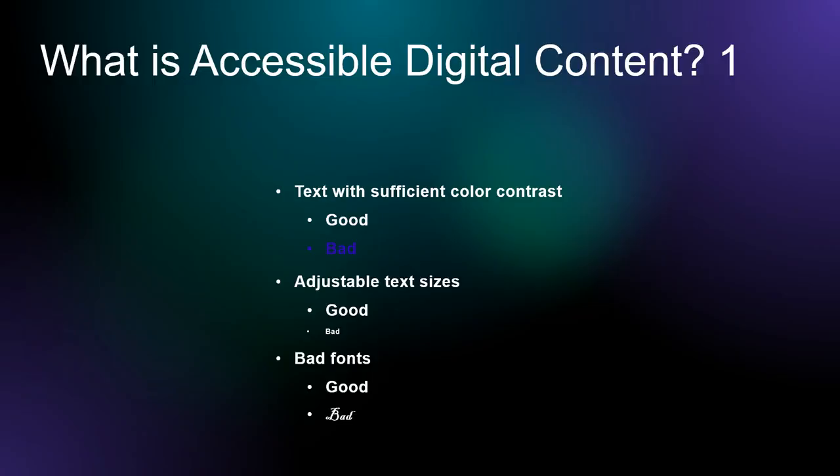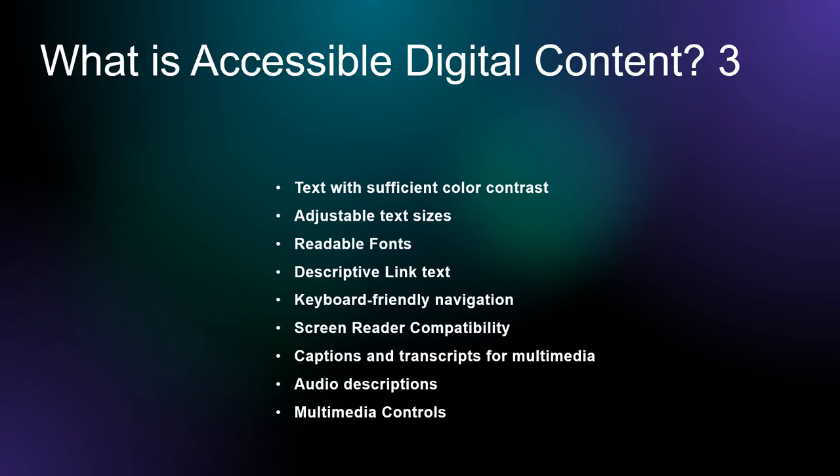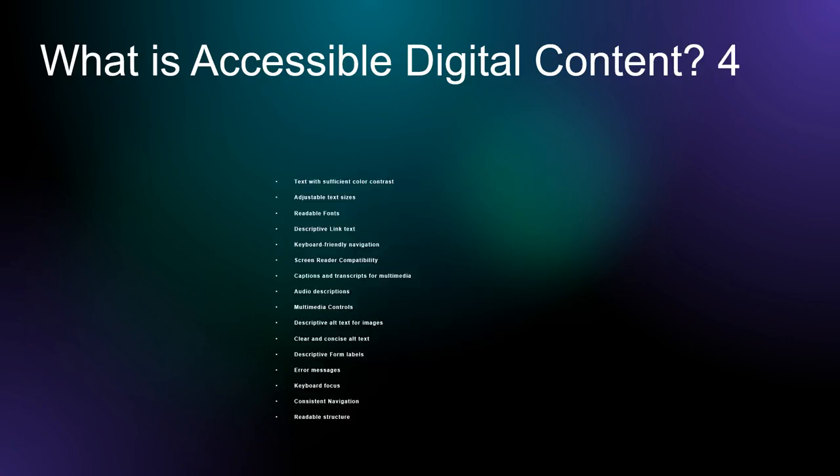When we look at digital accessible content, it's going to be things like text with sufficient color contrast, adjustable text sizes so people can read it, or just fixing a font. You can see right here in front of you how that white on dark colors is very easy, and that dark blue makes it incredibly hard for you to see. Now we also have other things like readable fonts, descriptive link text. We have keyboard-friendly navigation, screen reader compatibility, captions, audio descriptions, multimedia controls, keyboard access, error messages, font tables.